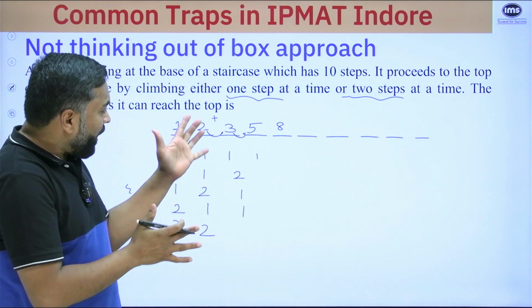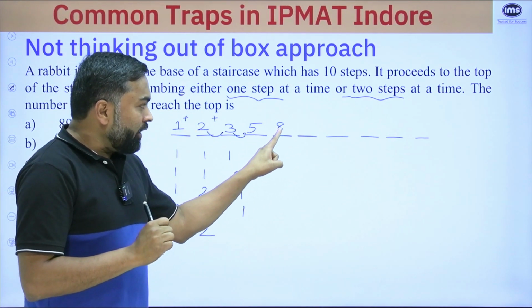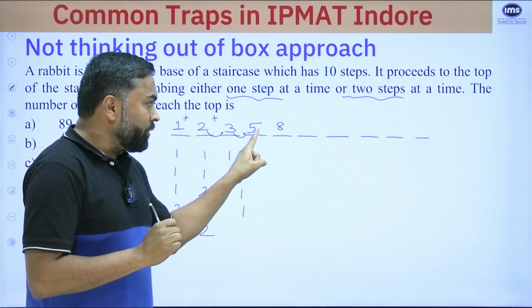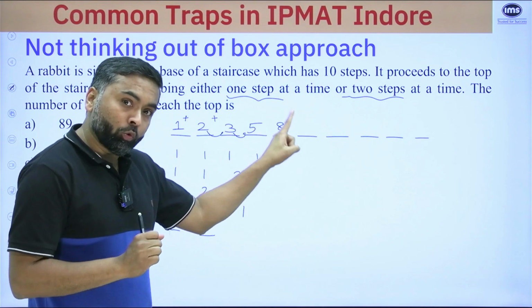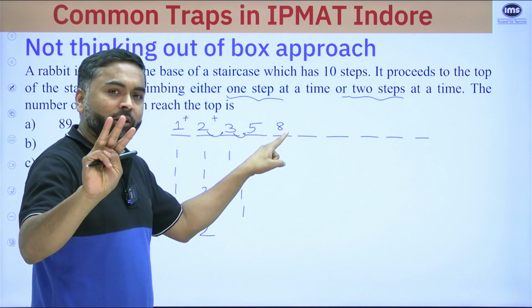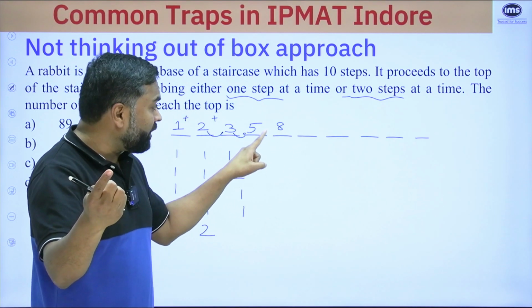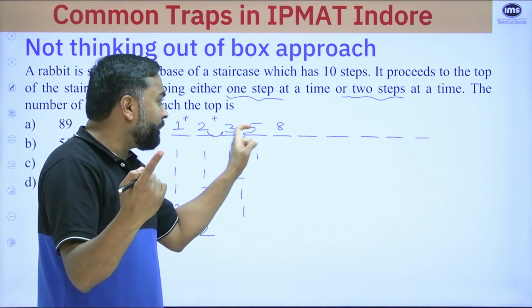See, why is it working like this? If I have to reach here, I can come from the previous step and take one step, or I can be on the third step and take two steps. So in how many ways can you reach step 3? 3 ways. And then directly you can jump here. And how many ways can you reach the fourth step? 5 ways. And then you can take one step and come here. So that's why 3 plus 5 is 8.